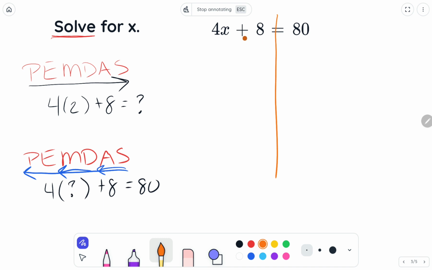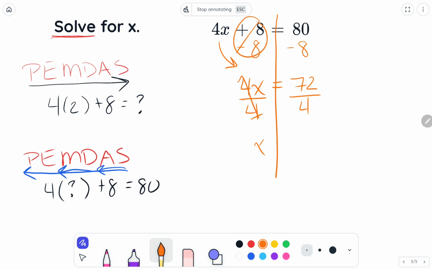So in order to undo this addition here, we have to create our additive identity, which is 0. So we want to subtract 8 from both sides so that we get a giant 0 here. So we still have this 4x on the left-hand side. We bring down our equal sign, and on our right-hand side, we have 80 minus 8, which is 72. Then now we have 4 times some question mark, right, is equal to 72. We need to create our multiplicative inverse, which gives us our multiplicative identity. So we get our giant 1 here.